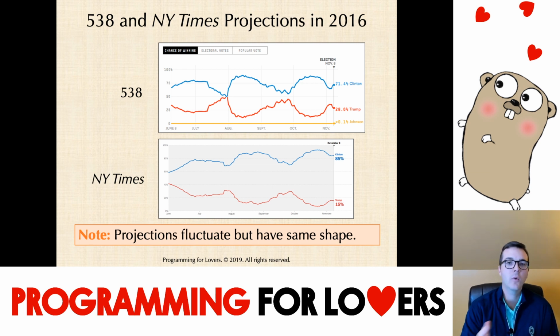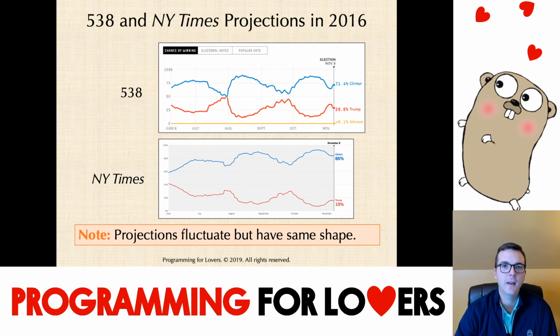So I want you to note, of course, that the projections tend to fluctuate over time, but they do have the same shape. You can see a rise and a fall that correspond to roughly the same times. And there are reasons for that. So you have news events that may take place that will swing polls in favor of one candidate or another. And you have things like conventions where one candidate will receive more coverage around that time, and that will cause the polls to move in a certain direction.